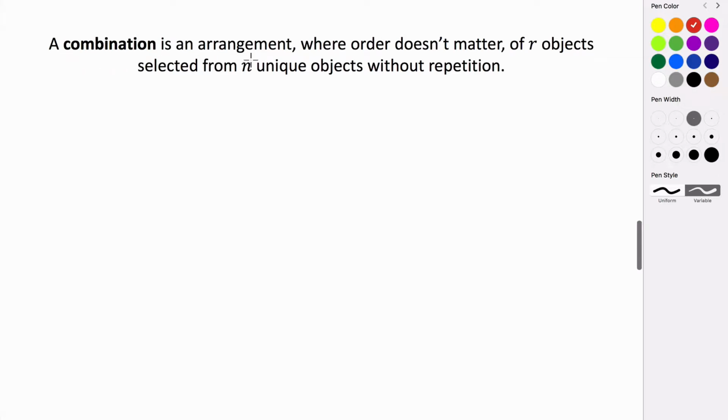A combination is an arrangement where order doesn't matter. In a permutation the order does matter, but in a combination order doesn't matter. It is a selection of r objects from n unique objects without repetition. So basically a combination is taking r objects from n objects, and the order in which you take them doesn't matter.